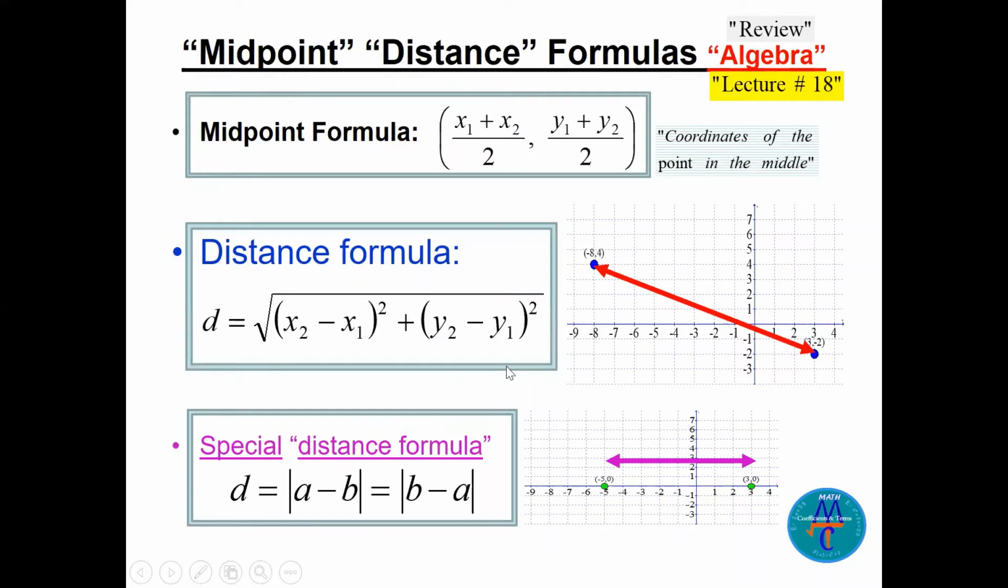Some review formulas important in this lecture. The midpoint formula we know, x1 plus x2 over 2, y1 plus y2 over 2. Just to remind you of that. Distance formula also, d will be the square root of x2 minus x1 squared plus y2 minus y1 squared. Distance between any 2 points. This is a special distance formula where we have 2 points on the horizontal line or a vertical line. Then we can take the absolute value of a minus b, which is the same as absolute value of b minus a.